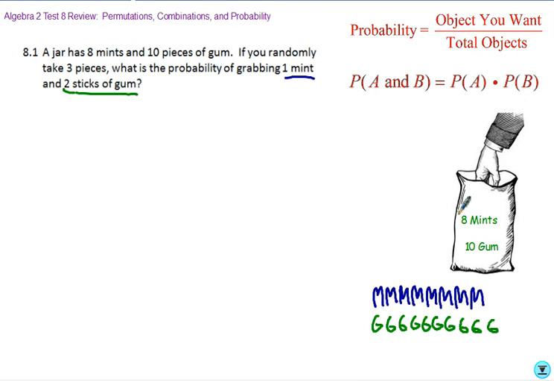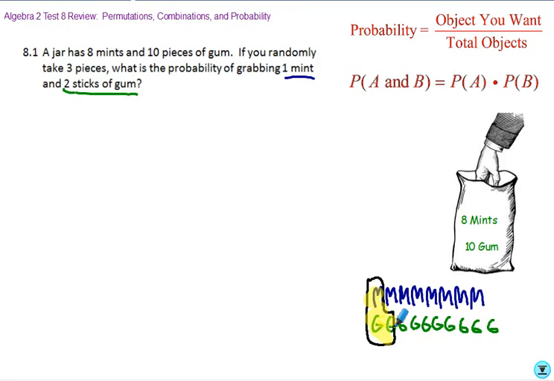So when I pick up that handful out of the bag, it doesn't matter which, I just want 1 mint. It doesn't matter which one of these 8 mints it is, and I want 2 sticks of gum, so it doesn't matter which 2 they are. Again, this is a combination, the order doesn't matter. I just want this outcome right there. I want to grab 1 mint, and I want to grab 2 sticks of gum.